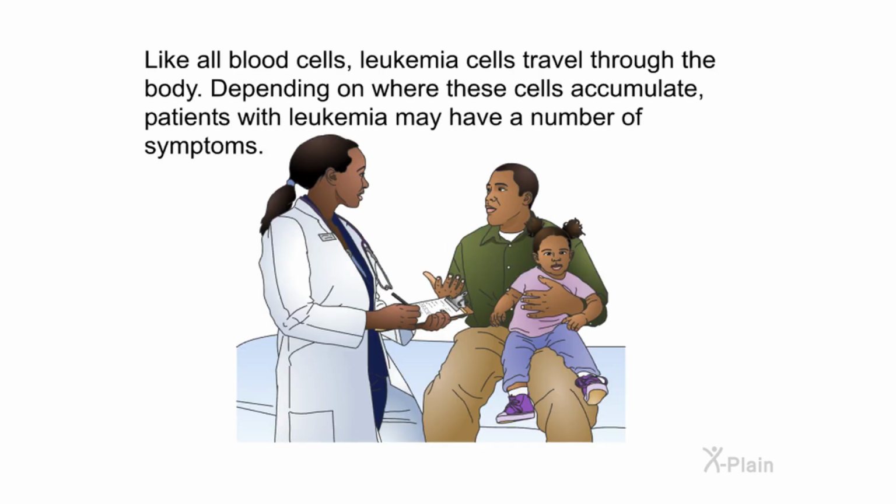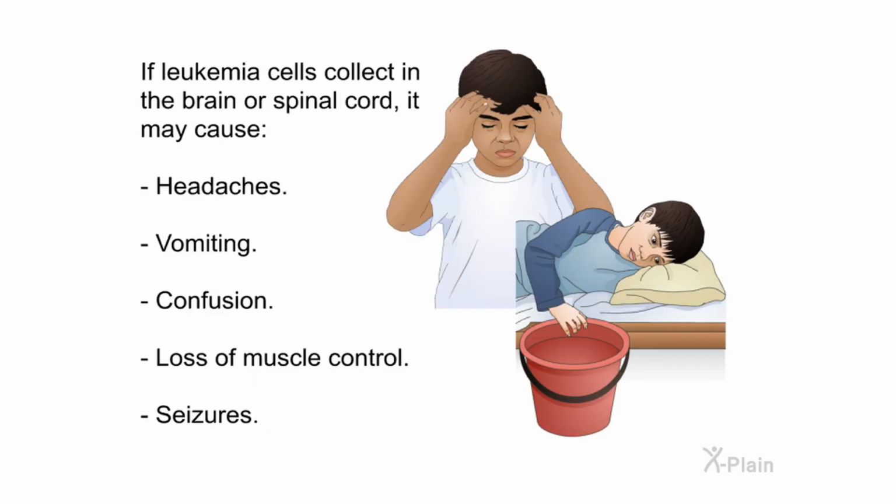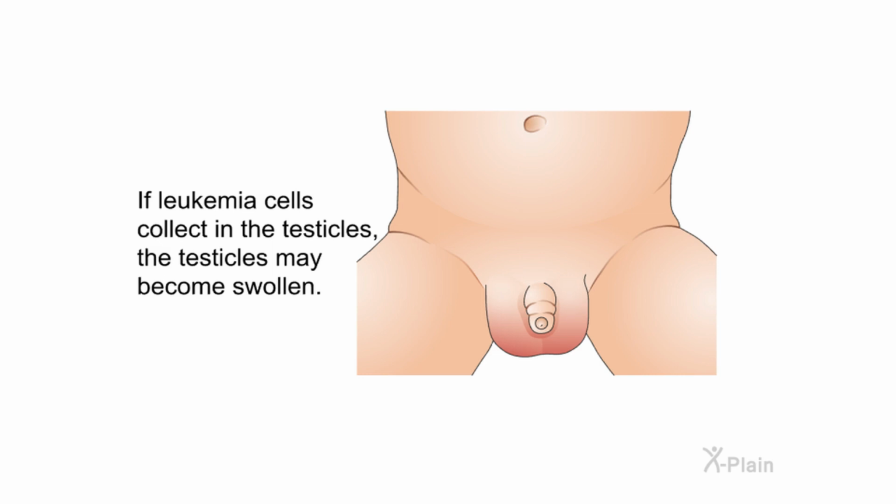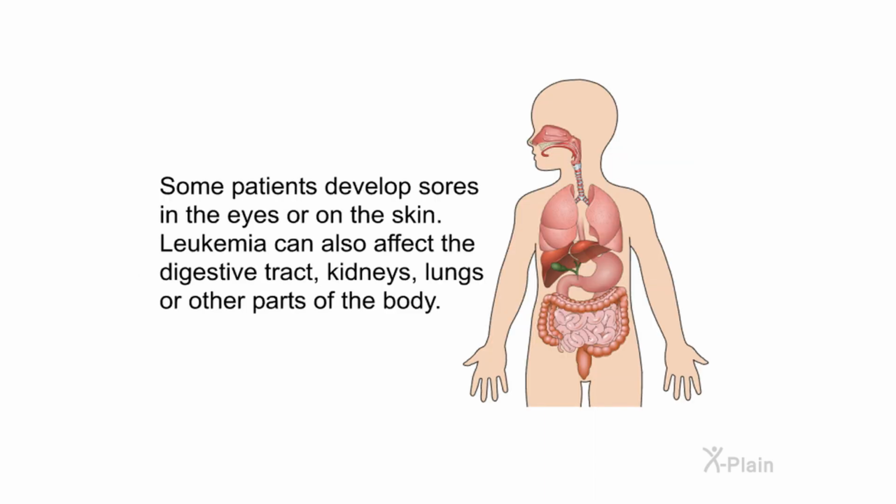Like all blood cells, leukemia cells travel through the body. Depending on where these cells accumulate, patients with leukemia may have a number of symptoms. If leukemia cells collect in the brain or spinal cord, it may cause headaches, vomiting, confusion, loss of muscle control, seizures. If leukemia cells collect in the testicles, they may become swollen. Some patients develop sores in the eyes or on the skin. Leukemia can also affect the digestive tract, kidneys, lungs, or other parts of the body.